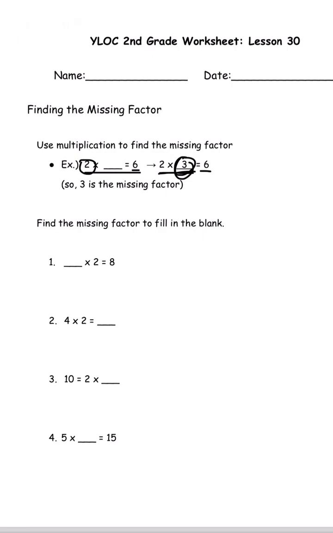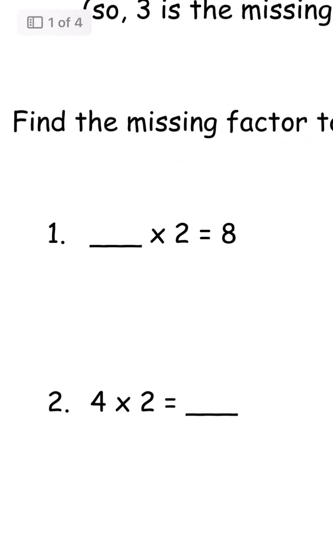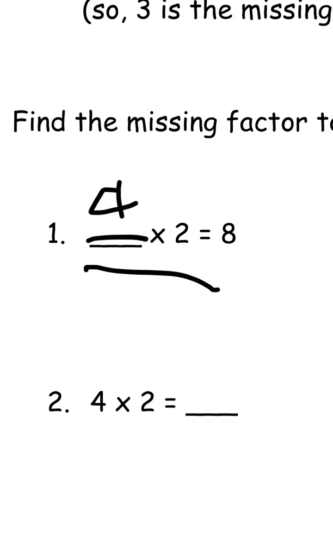Okay, so let's look at another problem. So let's look at number 1. So for number 1, it says blank times 2 is 8. And we know that 4 times 2 is 8. So 4 is going to be the answer for number 1.